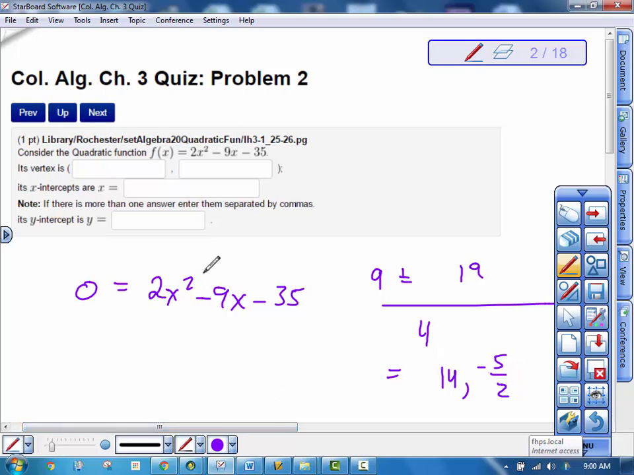And then the y-intercepts occur where x is 0. If you look at a graph, the y-intercepts are where x is 0. So plug in 0 for x, and you get negative 35 for y. And so I think it just wants the negative 35, not the ordered pair.